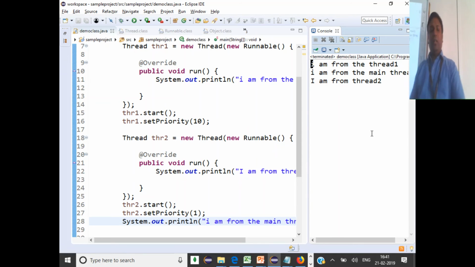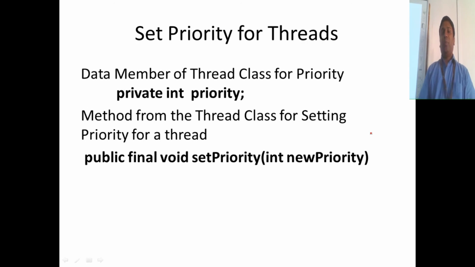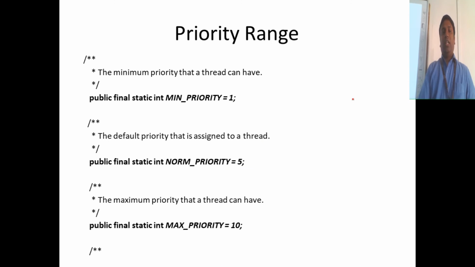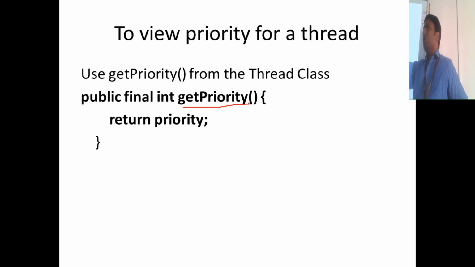You can also have another method, that is getPriority. How do I set priority? You have this private int priority in your thread class. You can just do dot setPriority and give a priority, a number between 1 to 10. There's another method, getPriority. It will return the priority that you have set for a thread. If you want to know the priority, you can just do thr1.getPriority. That's the priority. It returns an integer value. That's it.